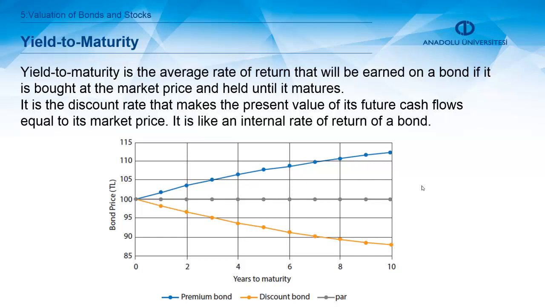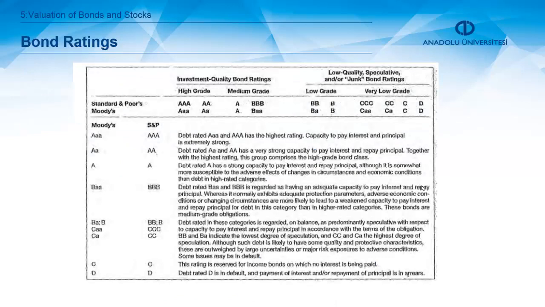But for the discount bonds, when the maturity gets longer, the price of a bond gets lower and lower.